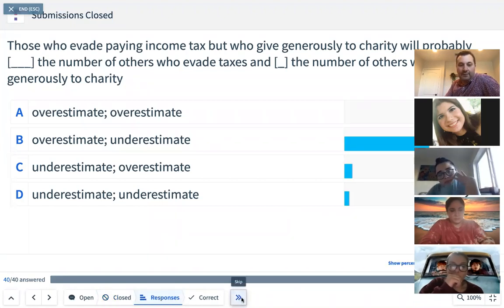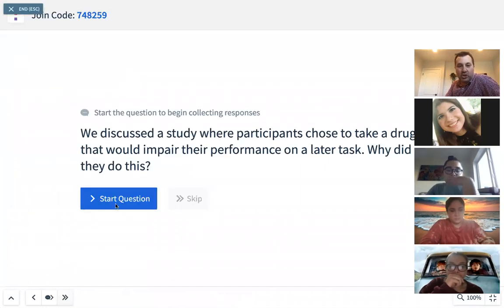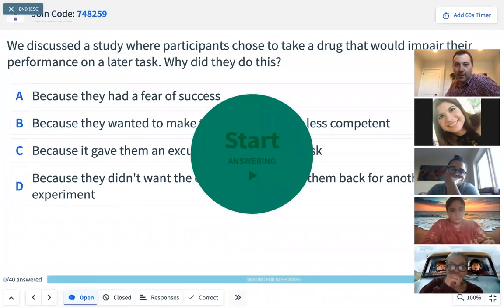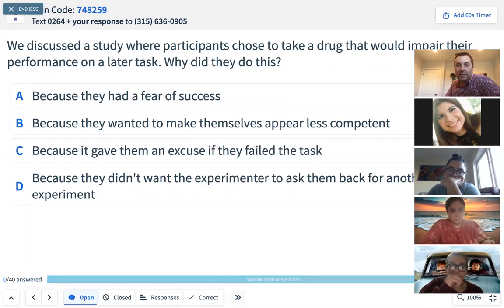Okay, and finally, question 5, which is what we just discussed, the very last thing we discussed. We talked about a study where participants chose to take a drug that would impair or harm their performance on a later task. Why would they choose a drug that would harm their performance? Is it because they had a fear of success? Because they wanted to make themselves appear less competent? Because it gave them an excuse if they failed the task? Or D, because they didn't want the experimenter to ask them back for another experiment?